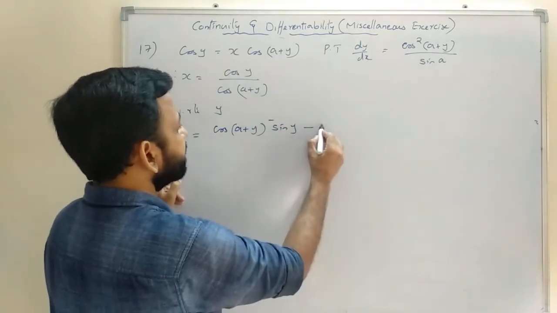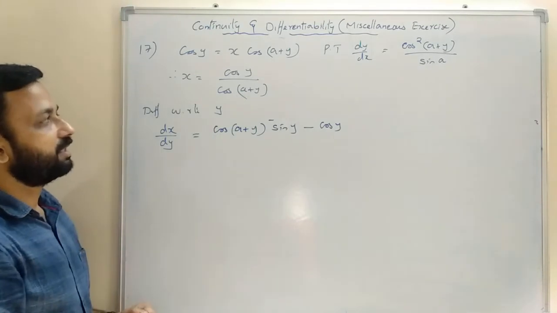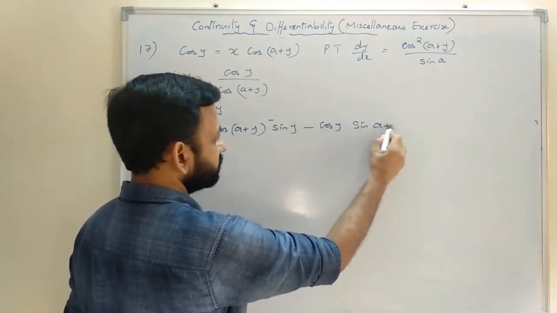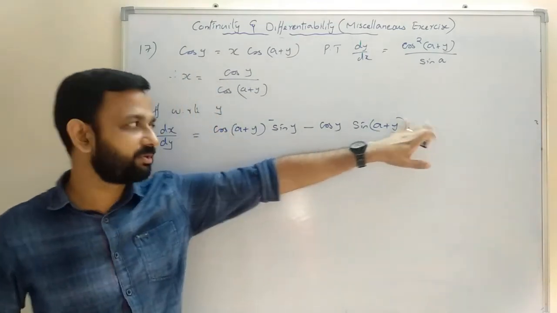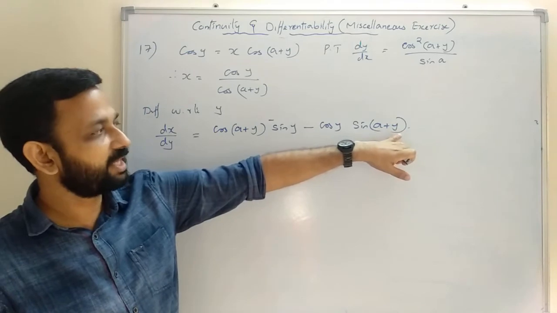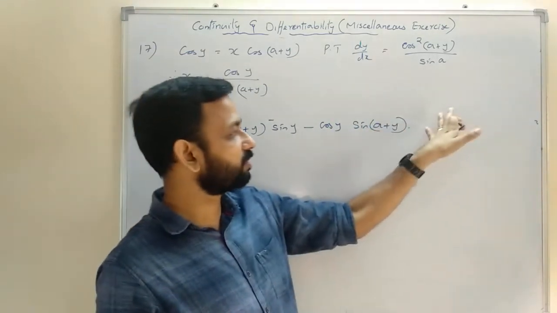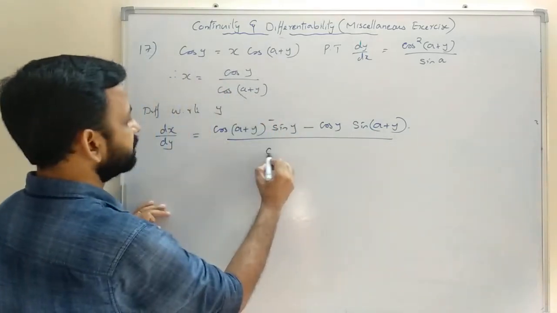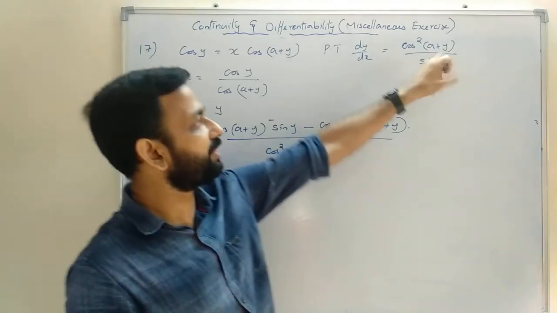Minus numerator cos y into derivative of denominator, derivative of cos a plus y, that is sin a plus y, into derivative of a plus y. Derivative of a is 0 plus derivative of y with respect to y, that is 1. So 0 plus 1, that is 1 only, divided by square of the denominator, that is cos square a plus y.